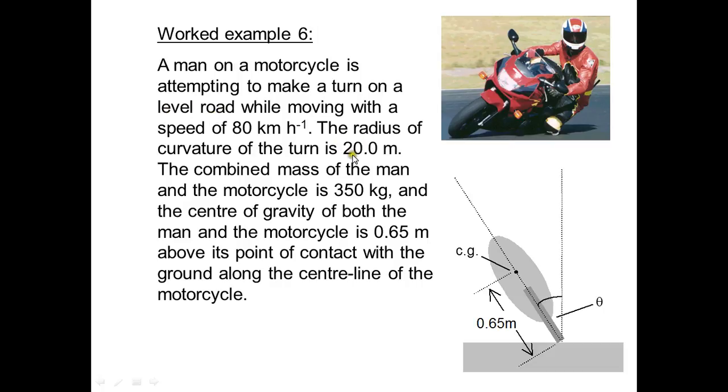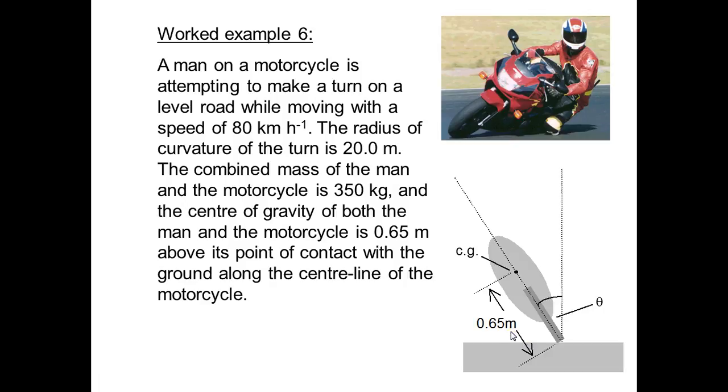You're given the radius of the curvature is 20. The combined mass of the man and the motorcycle, the combined CG as shown in the diagram, is 350 kg. The distance from the CG to the point of contact of the motorcycle with the ground along the central line of the motorcycle is 0.65 meters.